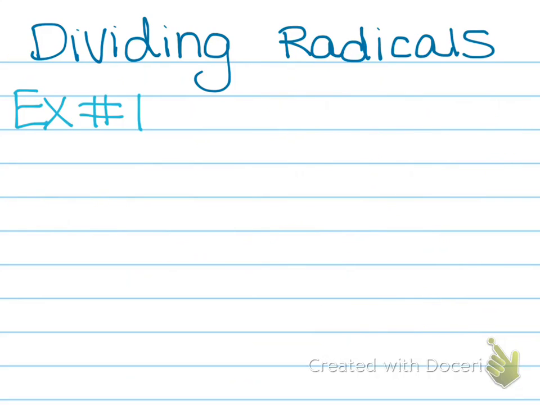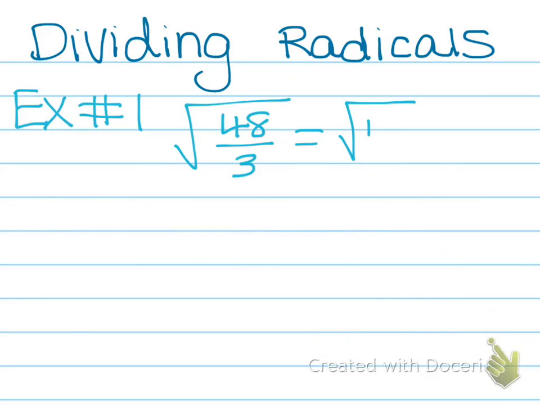All right, we're going to look at 4 examples of dividing radicals as well. So, example number 1. If I give you the square root of 48 divided by 3, the first thing you can do is simplify inside. So 48 divided by 3 is 16. So now you have the square root of 16, and this simplifies to 4.